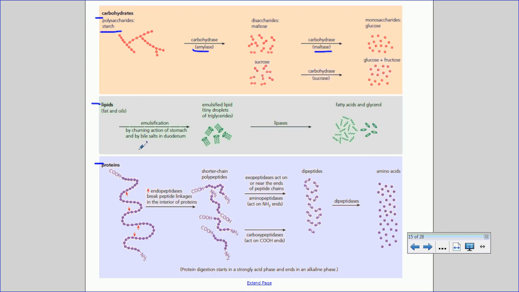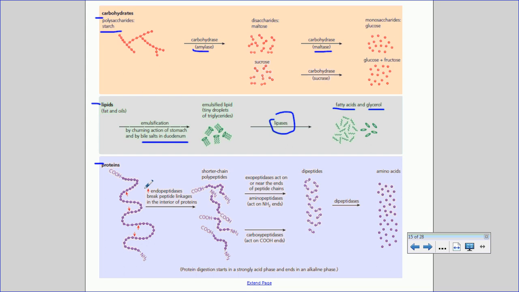Lipids, which will be digested by lipases, first have to be emulsified, and this is basically a churning action of the stomach and by bile salts secreted in the duodenum. Basically, those bile salts are going to come from your pancreas, and they'll help to make those lipids more accessible to enzymes. So once they've been emulsified, you'll have the enzyme lipase, which will break down those fats into fatty acids and glycerol components, so into those individual units before they can be absorbed.